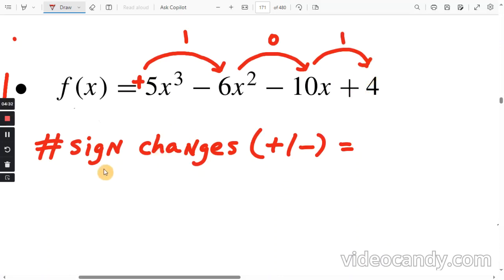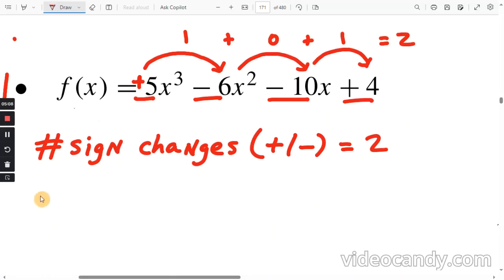All right, so a sign change is whenever it goes from positive to negative or negative to positive. So right here, it went from positive to negative. So we counted that as 1. And here it went from negative to negative, so we counted that as 0. Right here, it went from negative to positive. We counted that as 1. So if we add up the number of sign changes, 1 plus 0 plus 1, we have 2 sign changes.